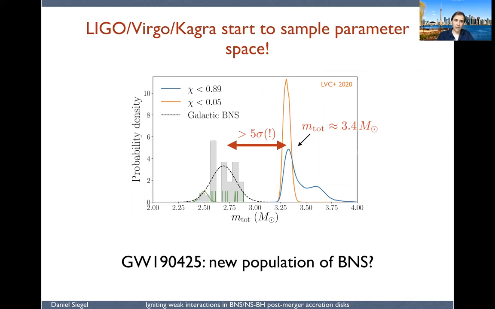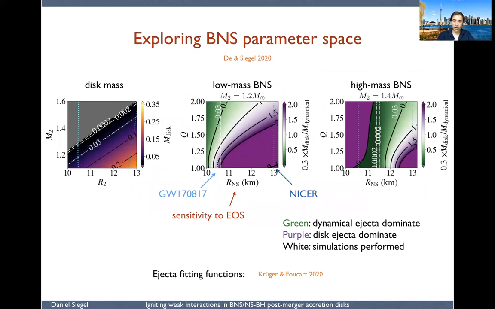I think it's really time to look forward and think about what we could potentially expect over the next couple of years, as LIGO, Virgo and KAGRA sample the parameter space. This was essentially the purpose of a study that hopefully comes out in a couple of weeks from now, with a graduate student, Sumi D, leading the paper.